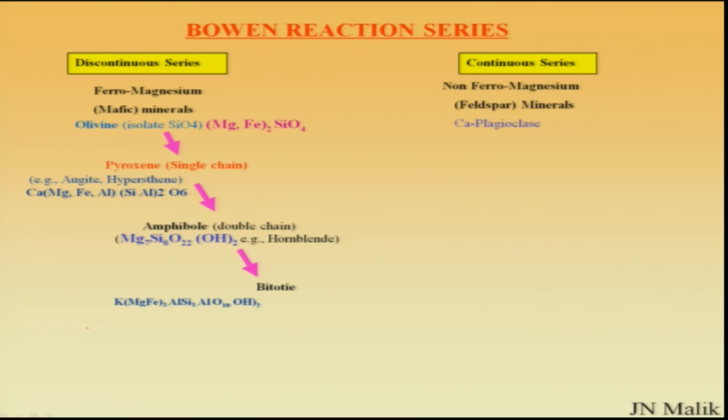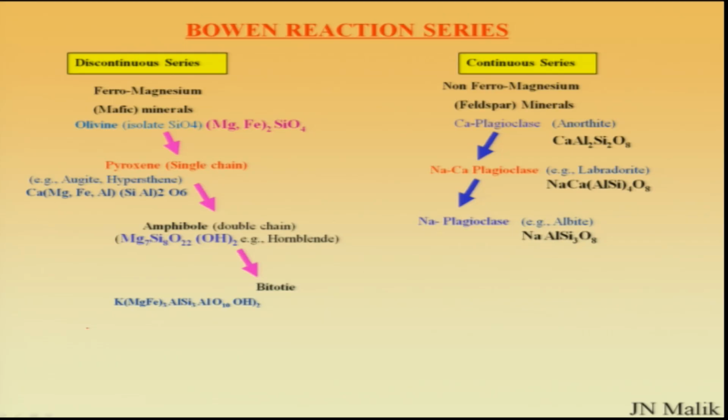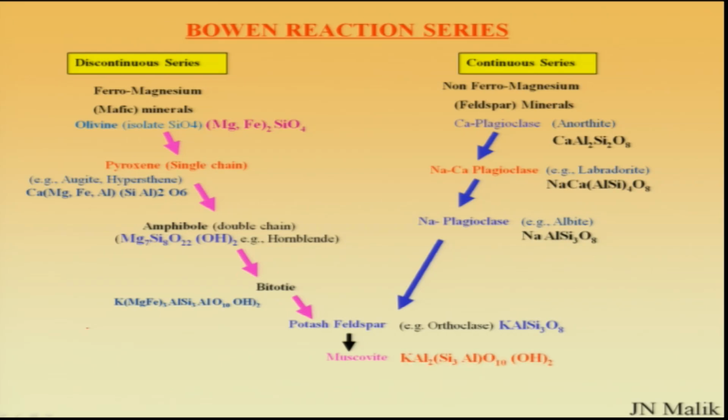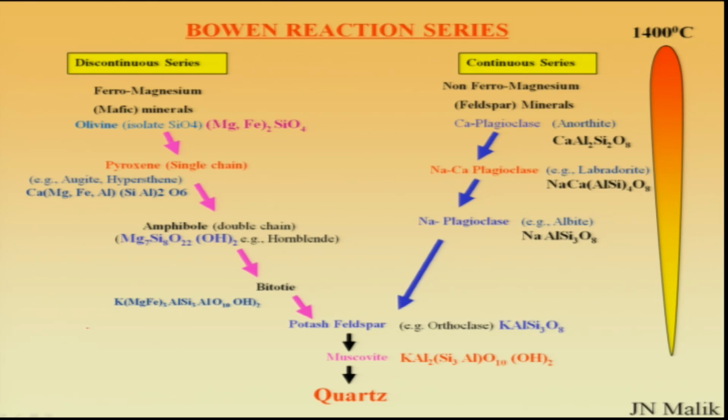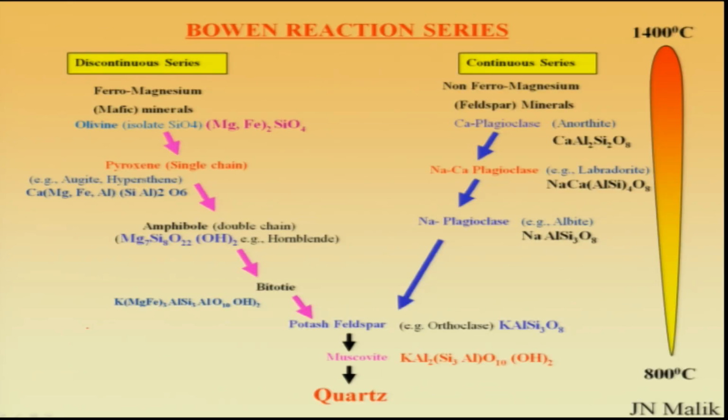And then finally, in the continuous series, we have calcic plagioclase, anorthite, then labradorite, which has both sodium and calcium, and then the sodium plagioclase, that is albite. And then finally, out of both the series, we have the potash feldspar, and finally the formation of muscovite and quartz. So, all this happens with decreasing temperature from 1400 degrees to 800 degrees or further. You can remember this and try to understand how the discontinuous and continuous series lead to the formation of minerals with respect to the decrease in temperature from 1400 to 800 degrees.